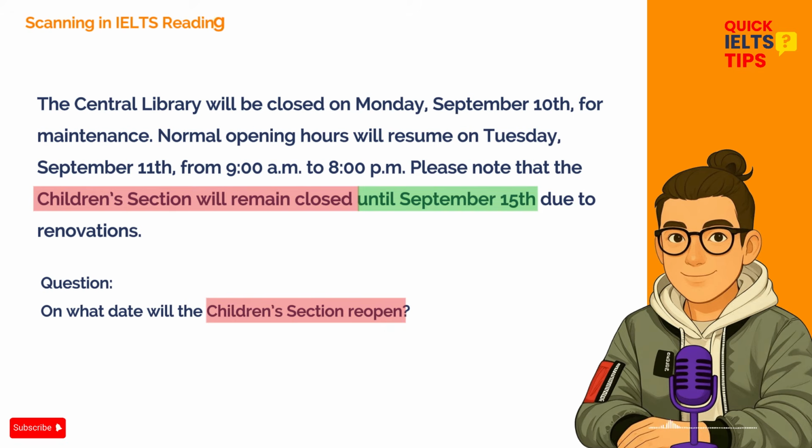Now, here's the key. Until September 15th means it's still closed on that day, which means the reopening happens the very next day, September 16th. So the answer is September 16th, and notice how we found it. We didn't read every word, we just locked onto keywords, scanned straight to the phrase, and pulled out the date. Quick and simple.